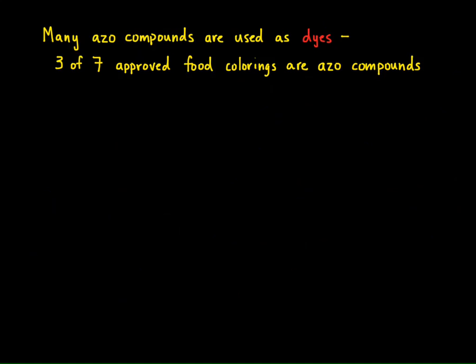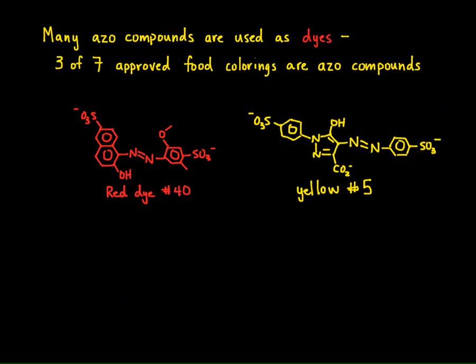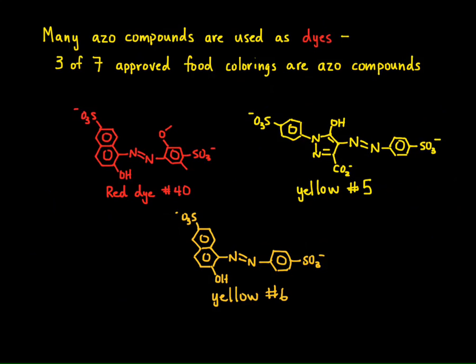There are only 7 synthetic dyes that are currently approved by the FDA to be used as food coloring. While para red is not one of them, 3 of these dyes are azo compounds. Red dye number 40, yellow number 5, and yellow number 6 are all azo compounds.